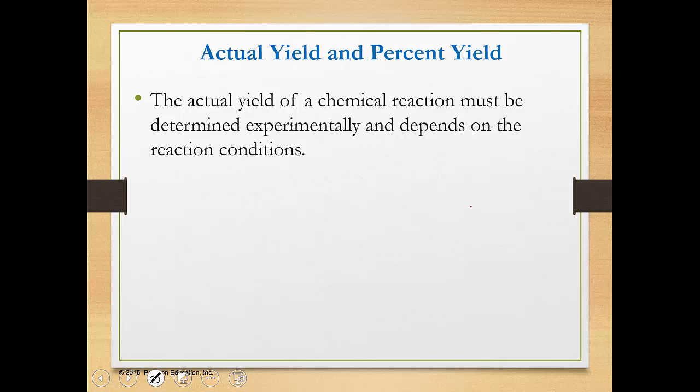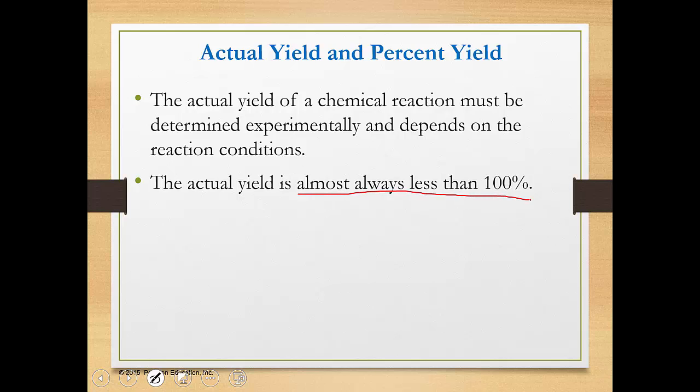So the actual yield of a chemical reaction, just comparing actual to percent first. Actual yield of a reaction must be determined experimentally. That is the amount that you actually recover in a laboratory setting, and it depends on the reaction conditions. As I said, the actual yield is almost always less than 100%.